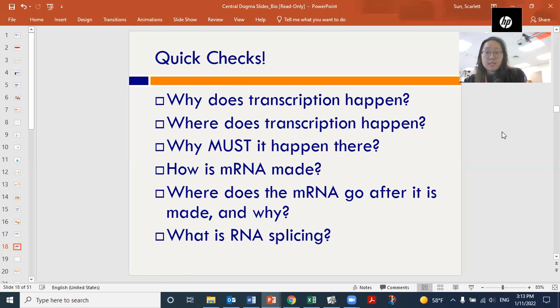Where does the mRNA go after it is made and why? It's got to go to the cytoplasm because the ribosomes are in the cytoplasm. That's the only reason. Ribosomes aren't in the nucleus. You can't build anything there.